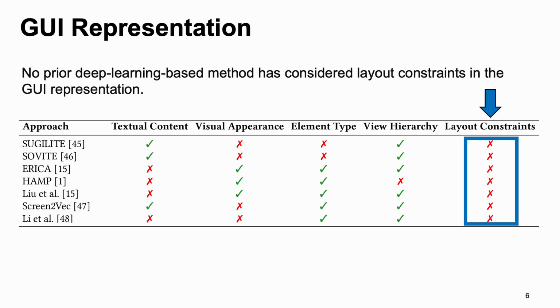Layout constraints represent the layout relationships between GUI elements, such as alignment, same size, and grouping. Most existing methods, which employ convolutional neural networks to learn GUI images, face challenges because they must learn layout constraints from pixels. This makes training a model to predict constraints challenging.